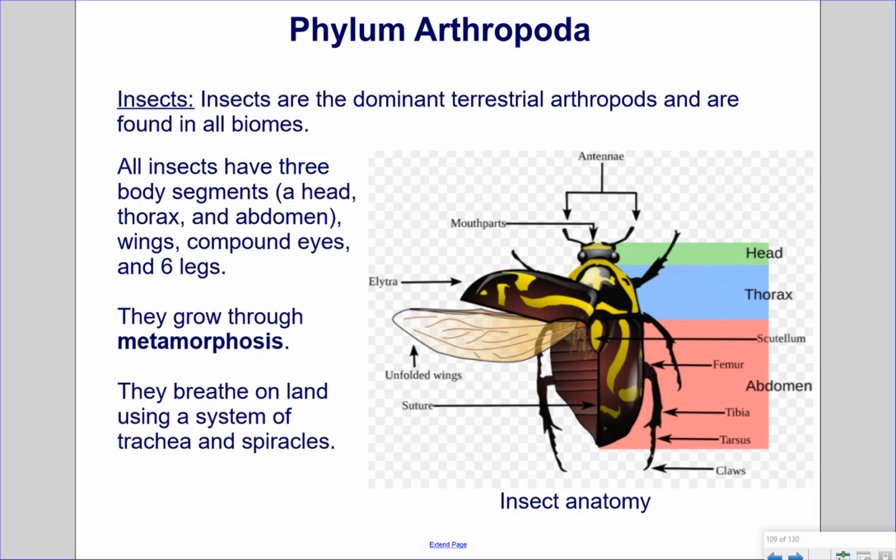Phylum Arthropoda. Insects. Insects are the dominant terrestrial arthropods and are found in all biomes. All insects have 3 body segments, which include a head, thorax, and abdomen, wings, compound eyes, and 6 legs. They grow through metamorphosis. They breathe on land using a system of trachea and spiracles.